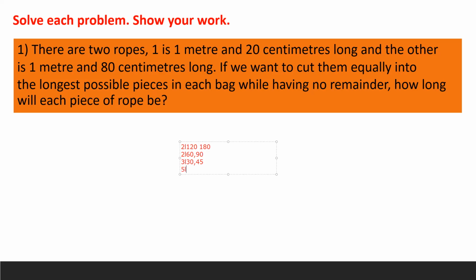30 divided by 3 is 10, and then 45 divided by 3 is 15. And then you are going to divide this by 5, and the answer is 2 and 3. Okay, now we are going to find the HCF.